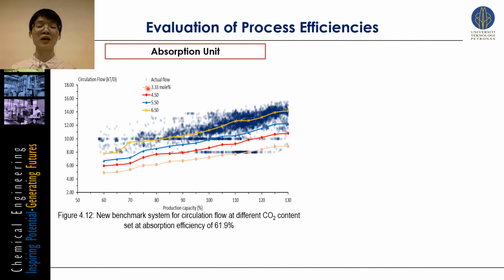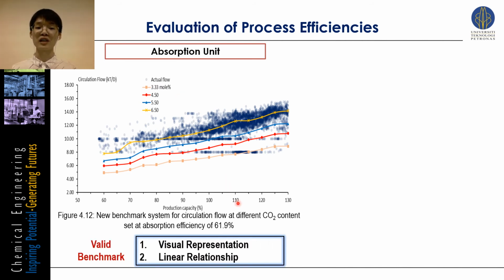Just by looking at this graph, we can conclude that this is a valid benchmark. Why? With 2 reasons. Firstly, in terms of the visual representation, these 4 lines are actually enveloping the current operating. It means that it is valid because it is following the trend. And not only that, in terms of the relationship between the circulation flow and also the production, it is in linear relation, which is accurate.